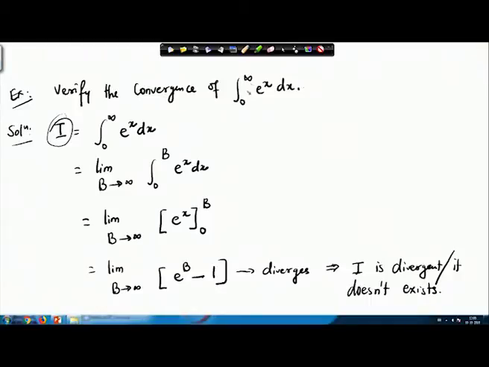So, you see, just by playing with the limits, the same integrand can be shown to be divergent. All right. Now, let us consider another example. Let us say evaluate the integral from 1 to infinity dx by x square if it converges.